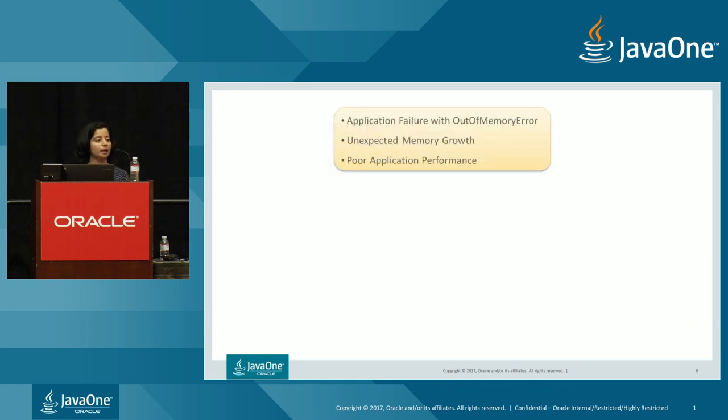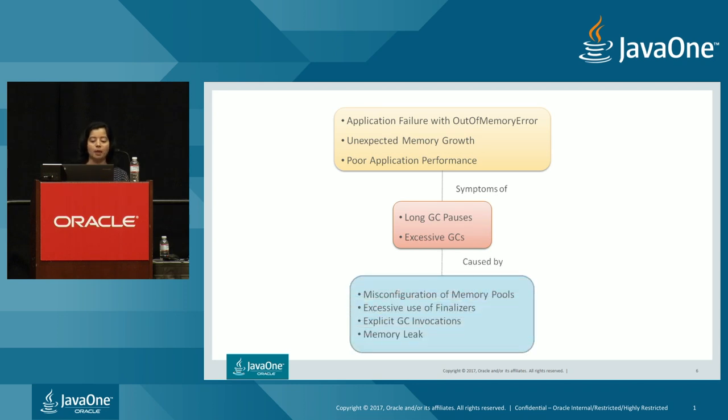Not just the OutOfMemoryError exception, there are other symptoms such as unexpected memory growth in our application or poor application performance, which indicate that our application is struggling with memory issues, and we should be investigating that. Oftentimes, these symptoms are connected to GC activities in Java applications. Those can be confirmed by looking at GC logs or monitoring our applications. Are there long GC pauses? Are there excessive GCs in my application, which could be caused by misconfiguration of memory pools, excessive use of finalizers, explicit GC invocations, or even a memory leak in the application?